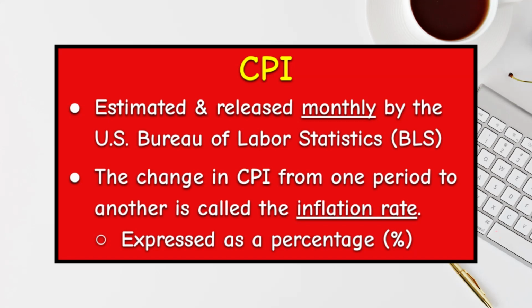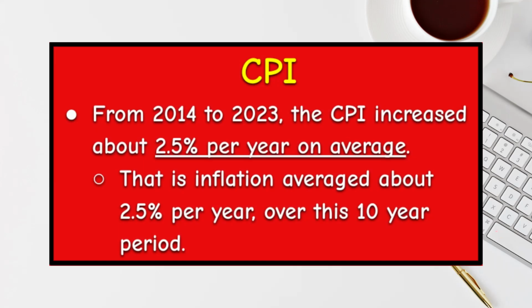If you hear inflation was 8% in 2022, this means that the price of goods and services as measured by the CPI increased 8% from December 31st, 2021 to December 31st, 2022. From 2014 through 2023, the CPI increased on average about 2.5% per year. That is, the price of goods and services increased about 2.5% per year.